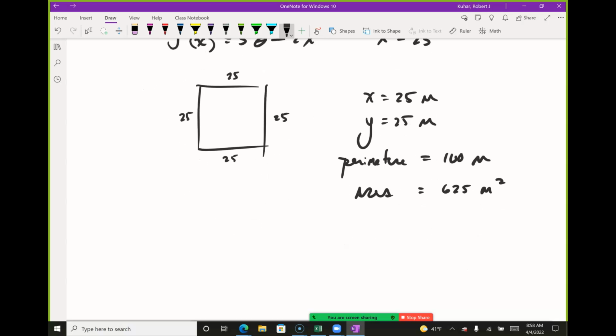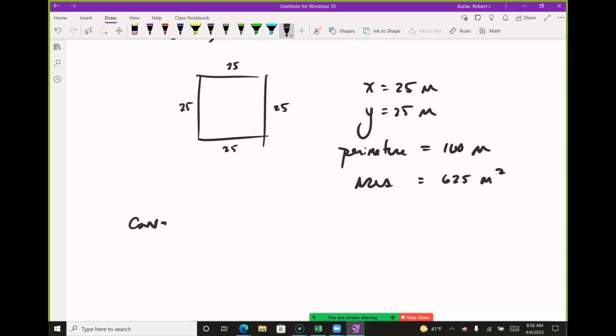And I want some nice written conclusion, right? If I have a perimeter of 100 meters, I get a max area of 625 meters squared when x equals y is 25 meters. Some kind of final answer that includes all the details. Find the sides, find the area, find the perimeter. I'll assume question. Yeah, it's just like a geometry thing.